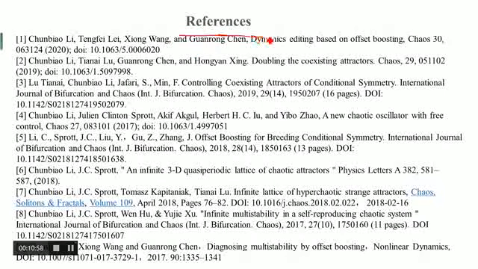Here are the main references for this work. Typically, we can check these papers like dynamics editing, doubling the coexisting attractors, and a chaotic oscillator with free control. Yeah, we can check these papers for better understanding.